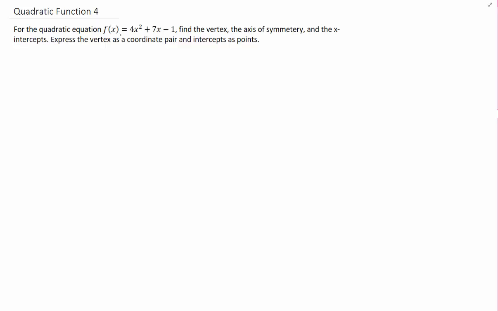We're given another quadratic function, and we're asked to find the vertex, the axis of symmetry, and the x-intercepts again. We can start with the x value of the vertex. The formula that we use is negative b over 2a. In this case, our b is 7, and our a is 4. So I'm getting an x value of negative 7 over 8. And right off the bat, we have our axis of symmetry.